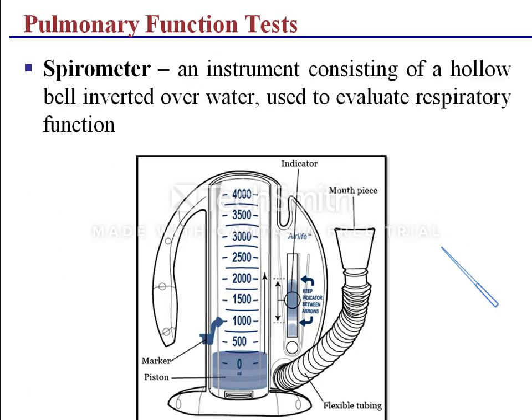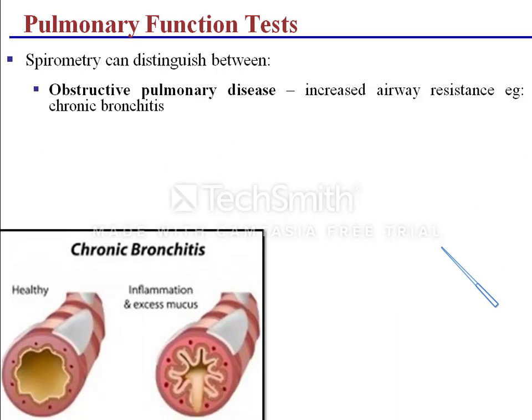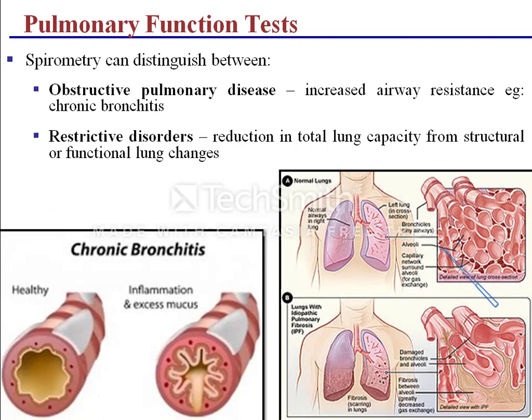Next, pulmonary function tests are determined by a spirometer, an instrument consisting of a hollow bell inverted over water, used to evaluate respiratory function. It is used to distinguish between an obstructive pulmonary disease and a restrictive disorder. Obstructive pulmonary disease is increased airway resistance, for example chronic bronchitis. The pictorial representation explains what happens to the airway in bronchitis, and how the lumen is free in a healthy individual. Bronchitis is nothing but inflammation of the bronchi.